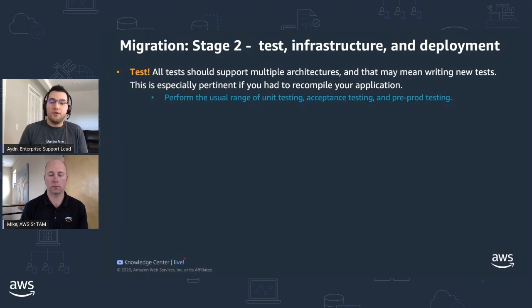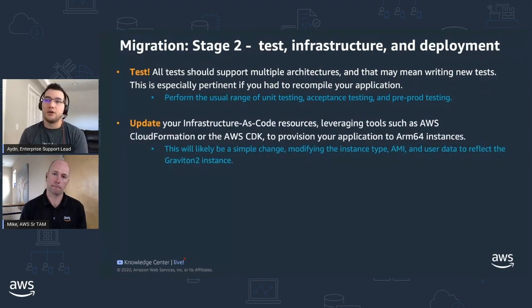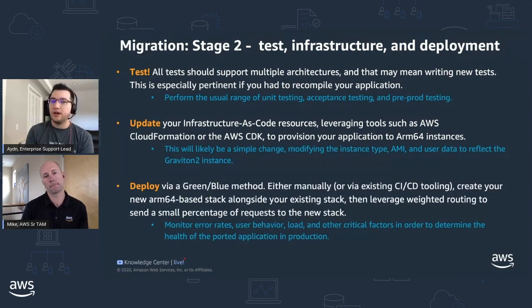And what if you're updating your infrastructure as code? This is usually quite straightforward. You'd specify a new AMI for the new instance types that you've updated, and leveraging CloudFormation or CDK makes total sense. And that's usually a faster, quicker change. And lastly, when you deploy, you can use a blue-green methodology or canary testing, where you send a percentage of your traffic to the new stack, monitor your error rates, your user behaviors, and keep an eye on your application health. So this is all very, very straightforward here.